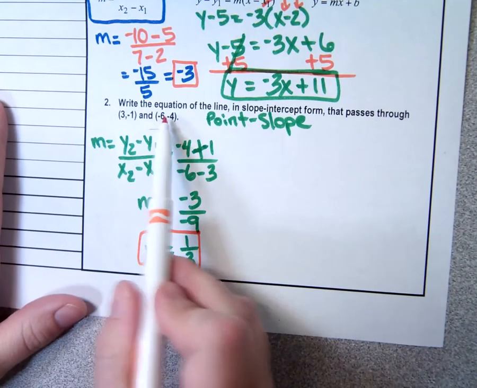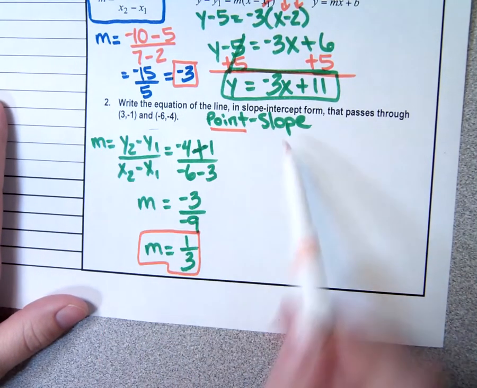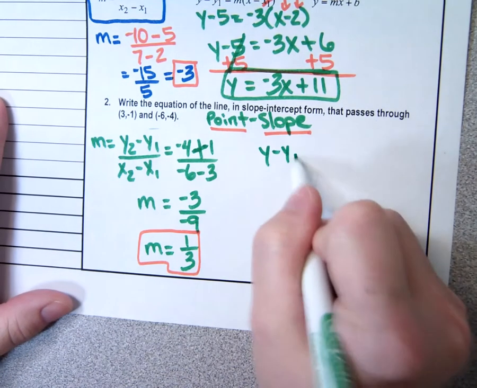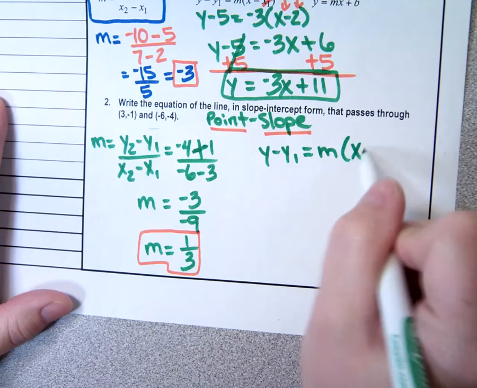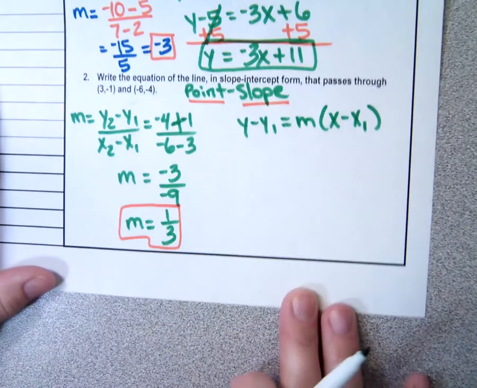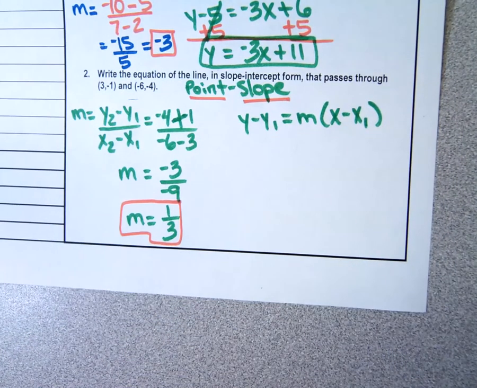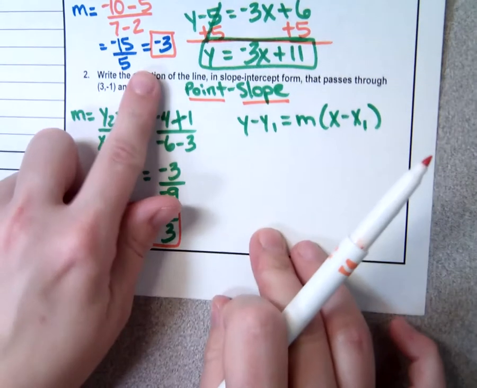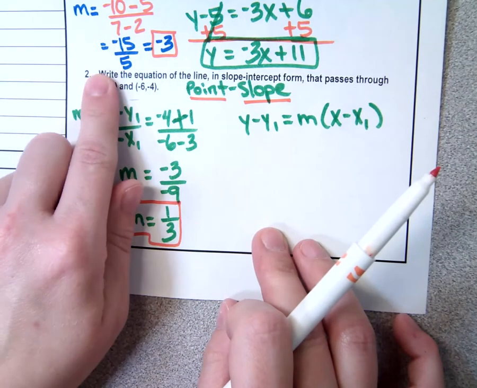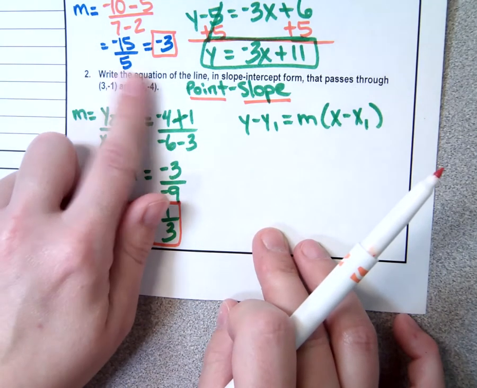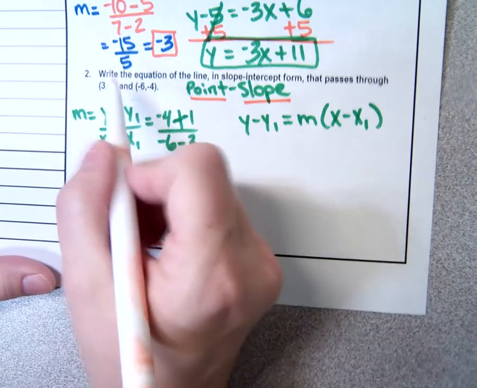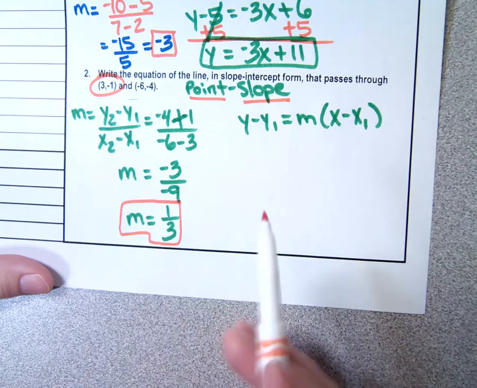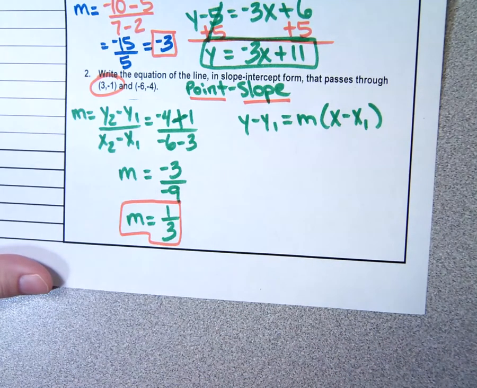Okay, now that I've got points and I've got my slope, I'm ready for point-slope form. So let me go ahead and write that down. y minus y1 equals m times x minus x1. Okay, so I just need to pick the point I want to use. Do you want to use the first point, or do you want to use the second point? Which one looks friendlier? Let's use the first one. Now, if somebody else wanted to use the second point, you'll get the same answer. Your work will look different, but you'll get the same answer.